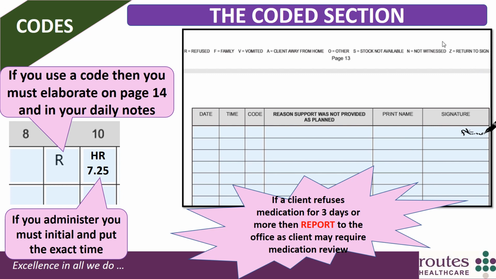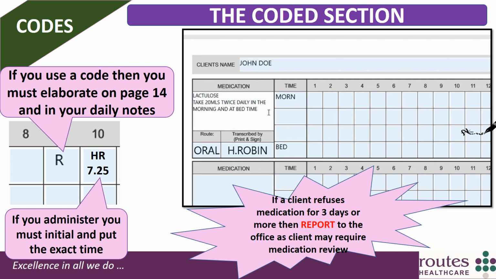Now, the other change that we've made is on the not witnessed. It used to be NW, we've just changed it to N, just so that it can't get mixed up with anybody's initials. Now, if you are to refuse somebody's medication, if I just flip over, let's say somebody requires lactulose daily. So on the prescription, lactulose, take twice daily in the morning and at bedtime. Let's say we've gone in the morning, it's 7 o'clock in the morning, and he's had loose bowels all night. So there's no way that he wants that lactulose. So all we're going to do is put an R in that box for refused.